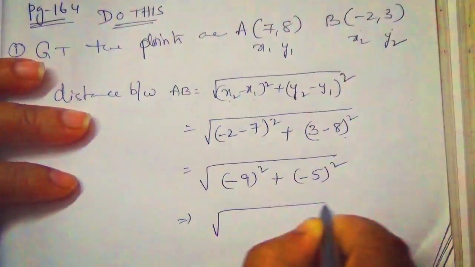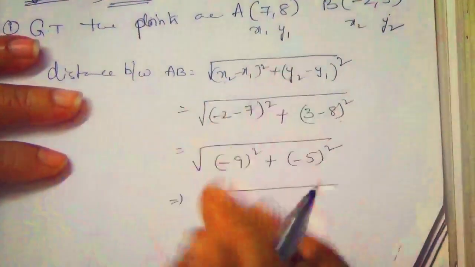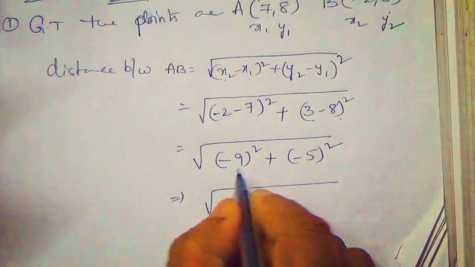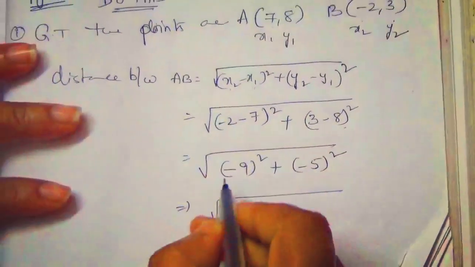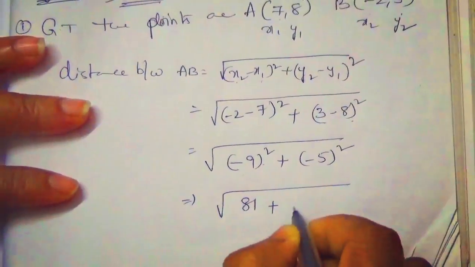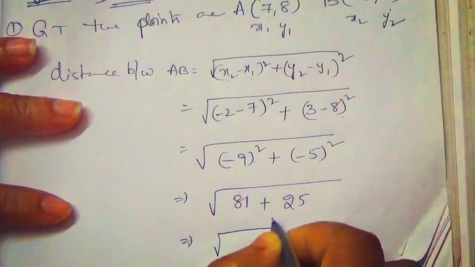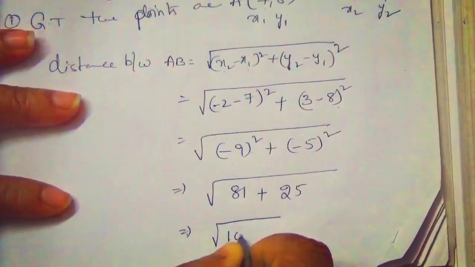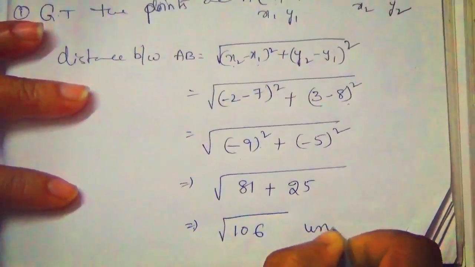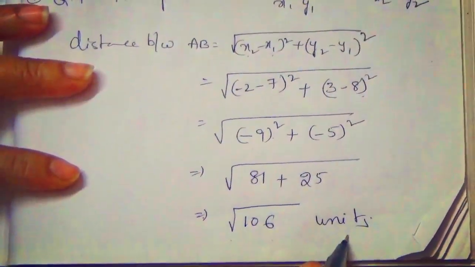That is equal to the square root of 9 square plus 5 square, because a negative number squared becomes positive. So 9 square means 81 plus 5 square means 25. That is equal to the square root of the addition of these two, 106 units. Okay, that is the first sum.